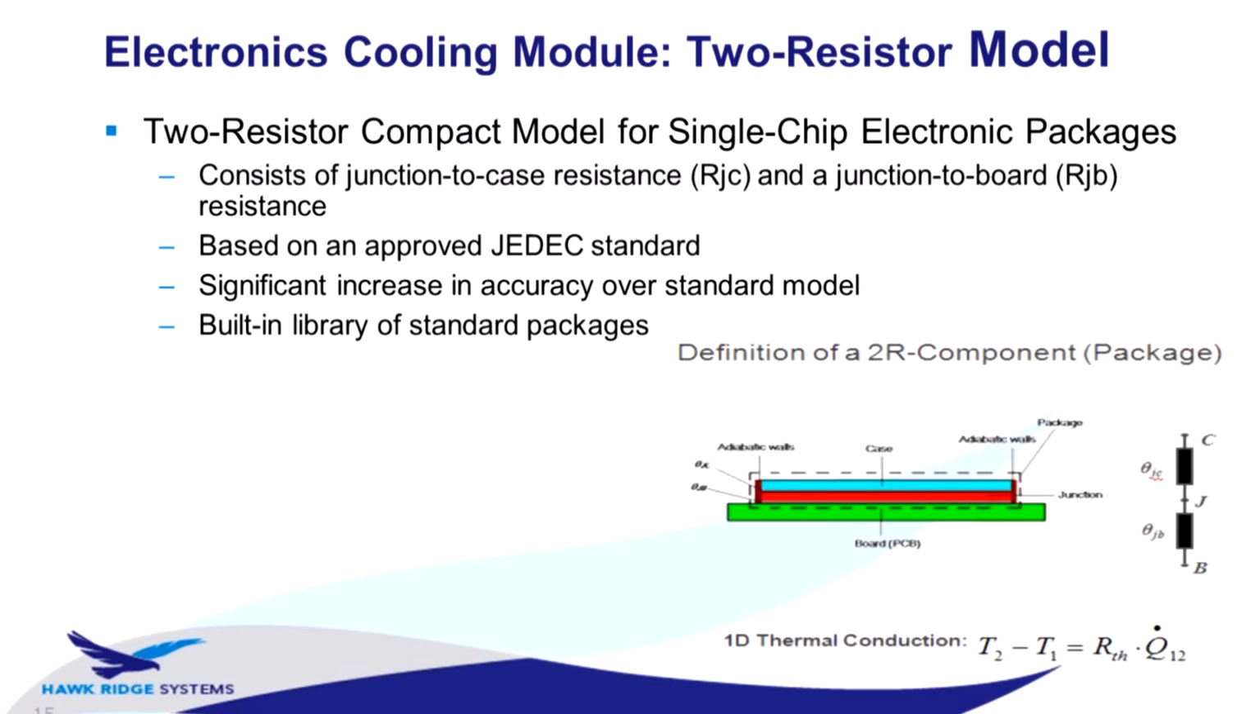So if you are receiving 2-resistor model data from your chip vendors, that would be the JC and JB values on a spec sheet. If you want to be able to enter those values directly into Flow Simulation to account for the heat transfer more accurately, that's what the electronics cooling module will let you do. So you won't have to put a material and a heat power onto your chip anymore. You'll just put those JC and JB values per the JEDEC standard directly into the software, which should be more accurate in most cases.